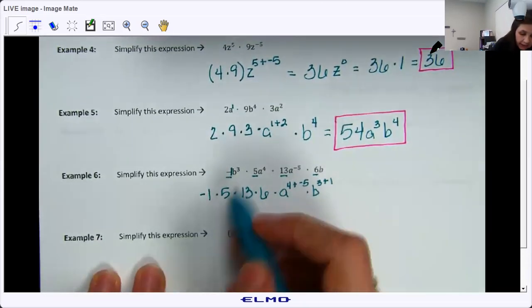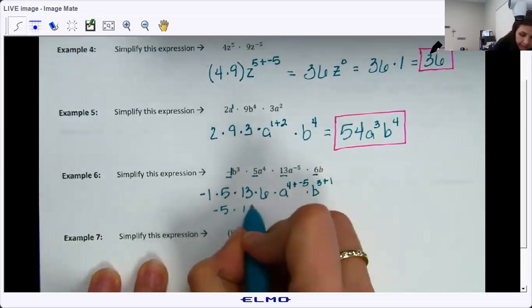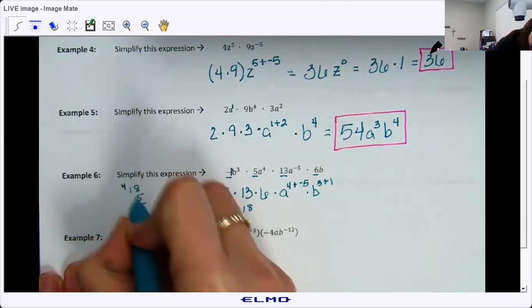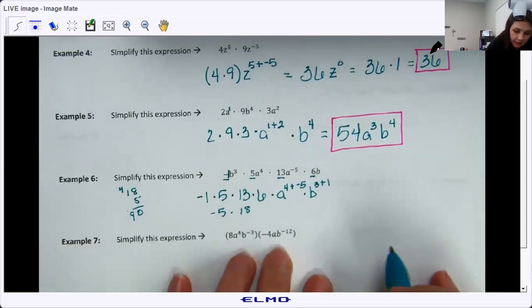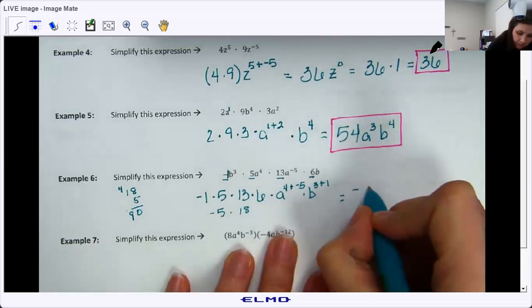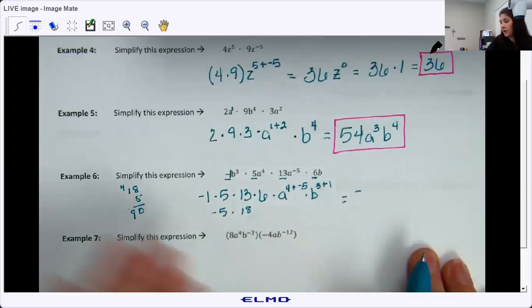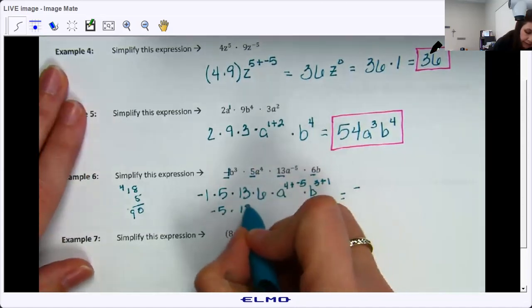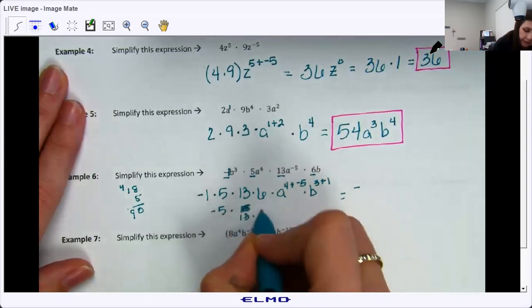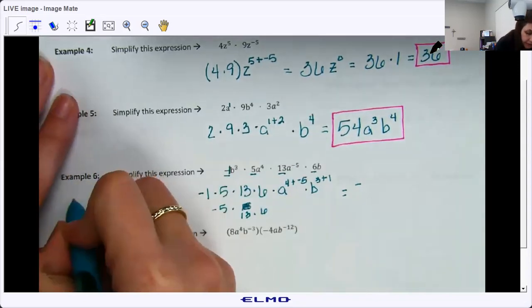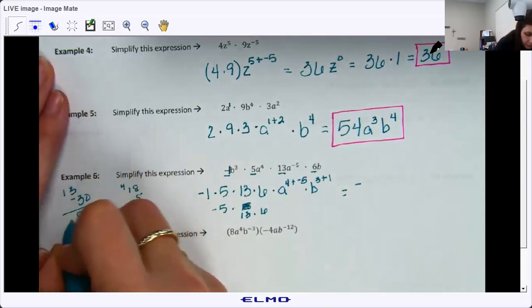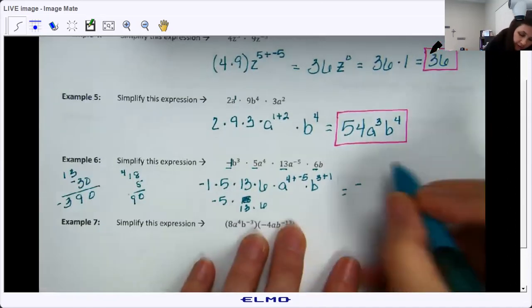So I have a negative 5 times 18. So let's figure out what that is. Okay, so I get a negative 90, right? Oh, I'm sorry, that's wrong. It's negative 5. I was thinking 6 times 3. 13 times 6. Okay, yeah, negative 30 times 13. That's what I'm going to do. Negative 390. A lot different.